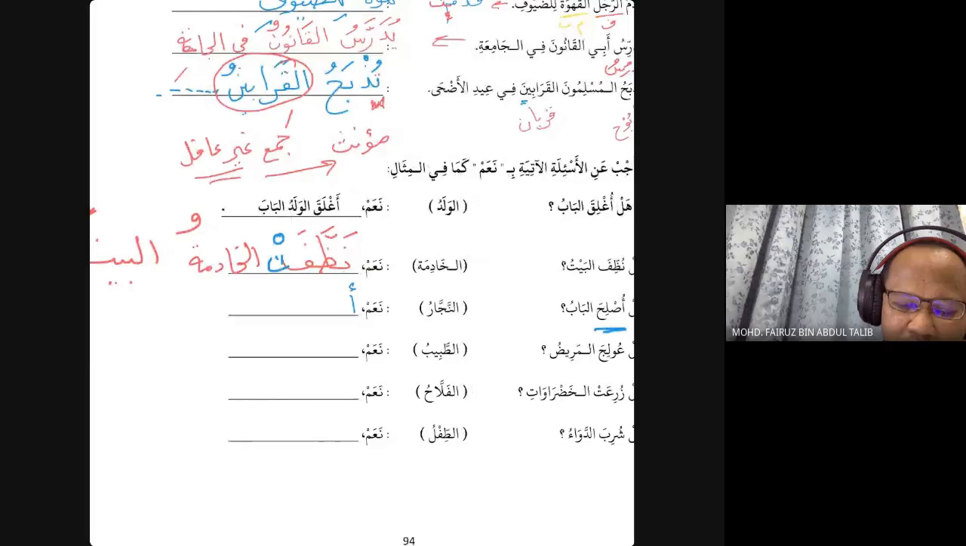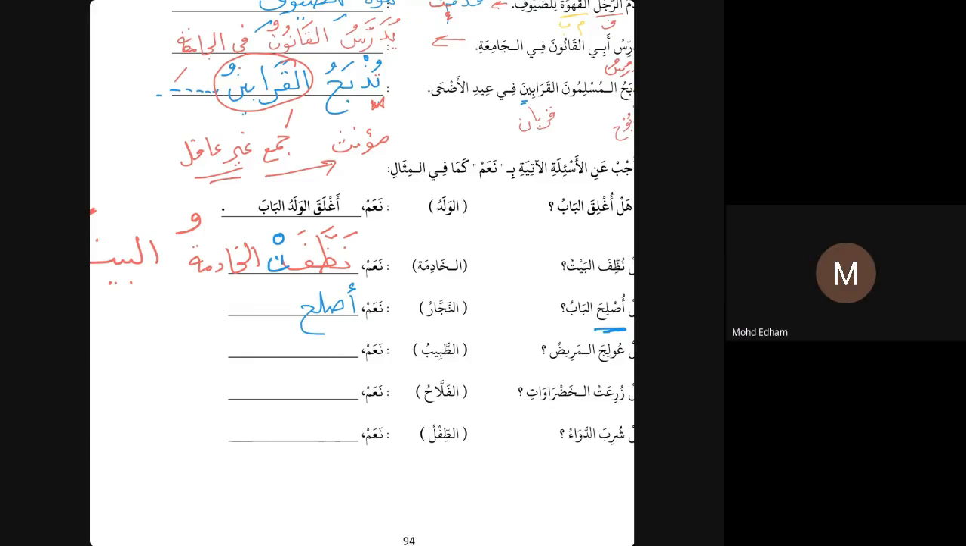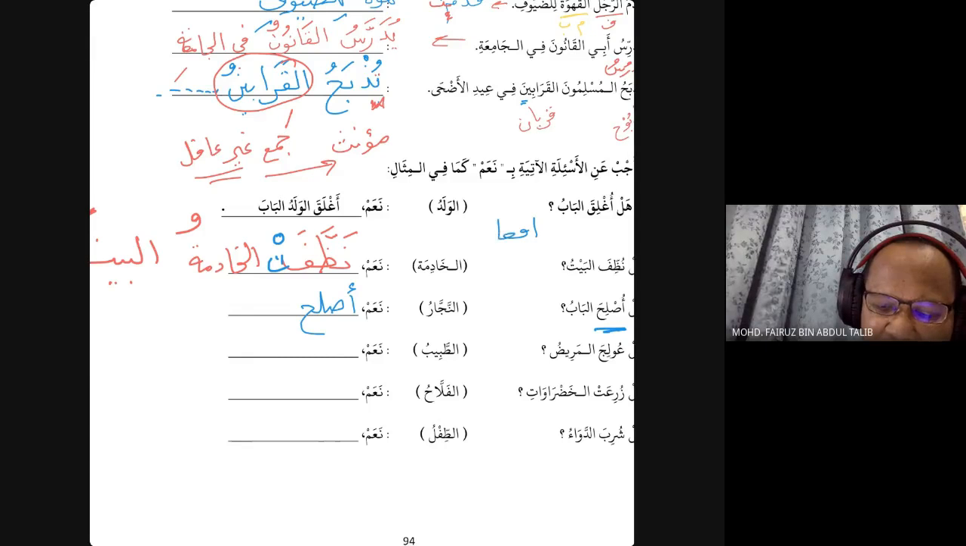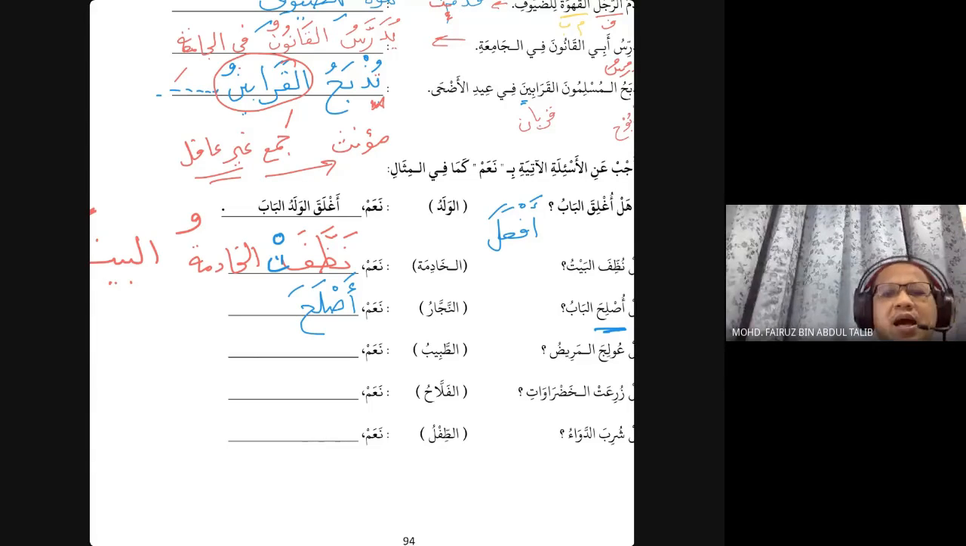Okay, I'll give you a clue. How do you read this? I said this is fi'il madi. Change to the wazan and try to read that wazan. Af'ala. Okay, so since this is af'ala, how do you read the word? Aslaha. Yes, that is correct. Once you know the wazan, you should be able to read the word aslaha.